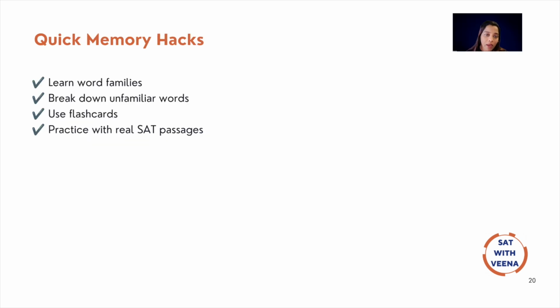Here are a few quick ways to improve vocabulary efficiently. First, learn word families. Second, break down unfamiliar words into roots, prefixes, and suffixes. And finally, practice with real SAT passages, because that's the best way to see how words are used in context. You can also use flashcards to learn new words, like Quizlet.